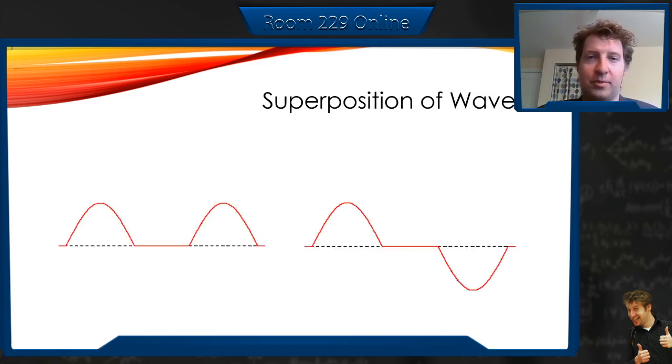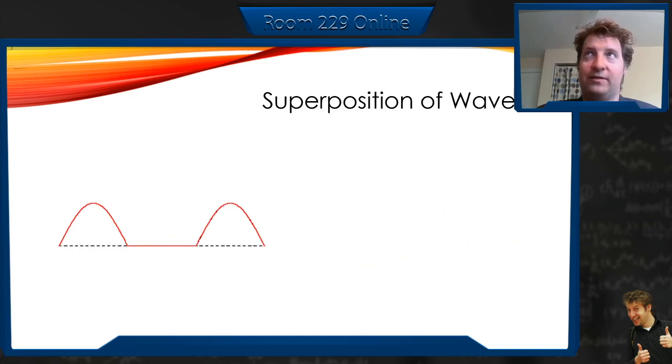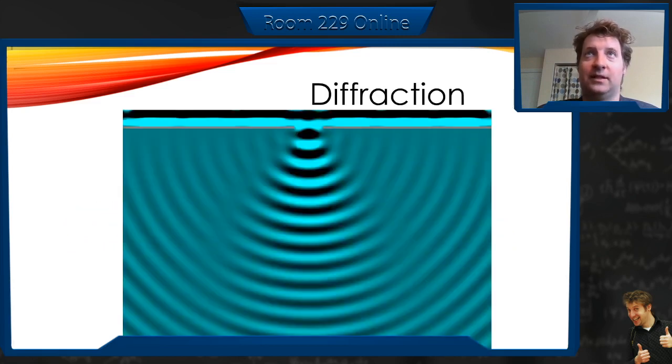Hopefully you guys remember superposition. This is when waves, if they stack on top of each other in the same direction, they cause a supercrest, and they cancel out if they go in the opposite direction of each other. Okay, guys remember this? Hope so. All right, so now this leads to the idea of diffraction.